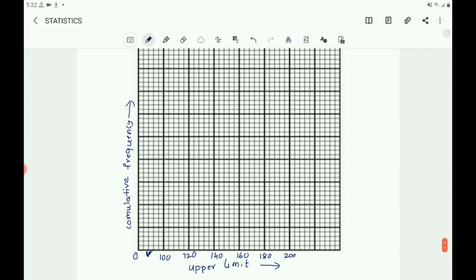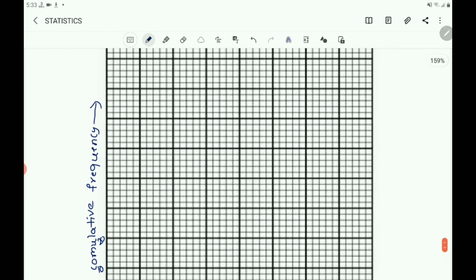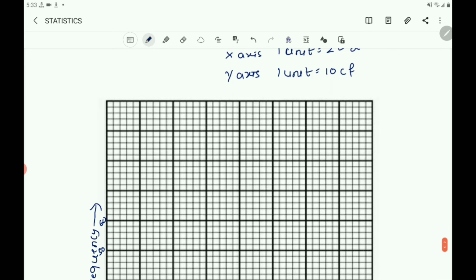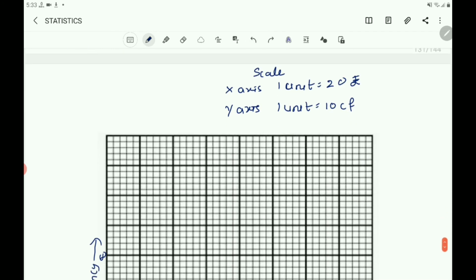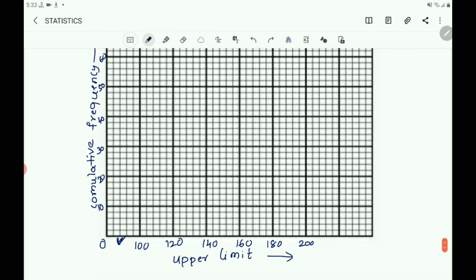Now you take 10, 20, 30, 40, 50, 60, like this way. Now the first one, you note here, that is 120, 12. 120 is here, go straight. Then here 2, 4, 6, 8, 10. So 1 unit you can take as 2. So 12 means this one.